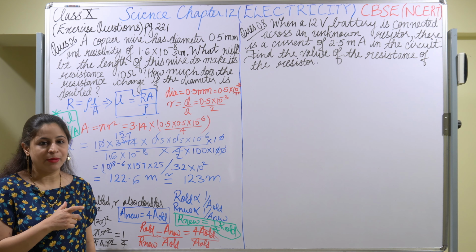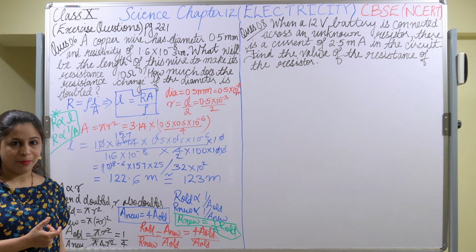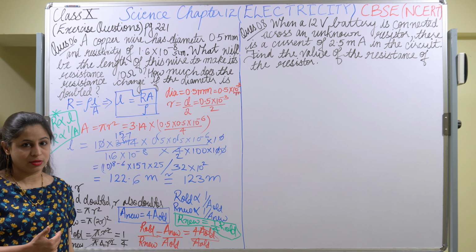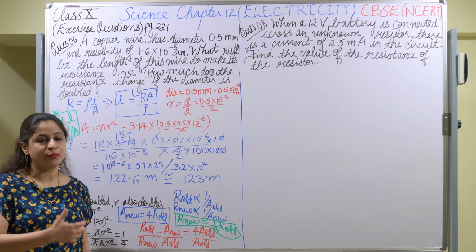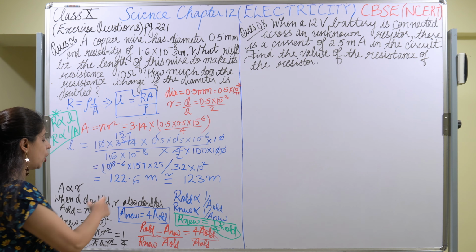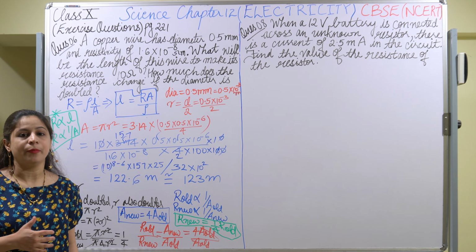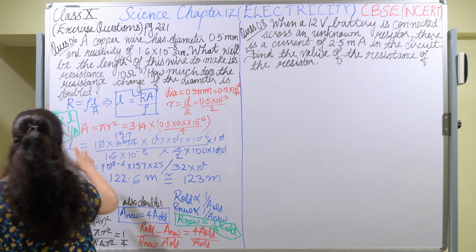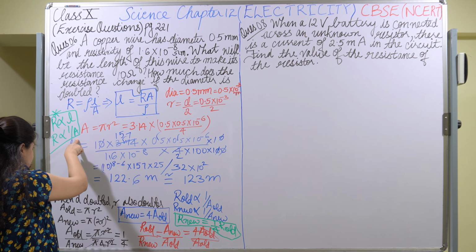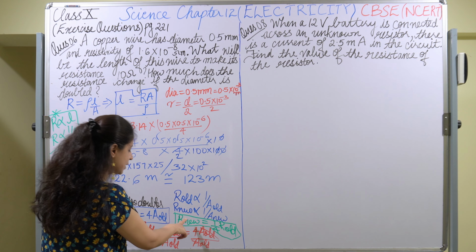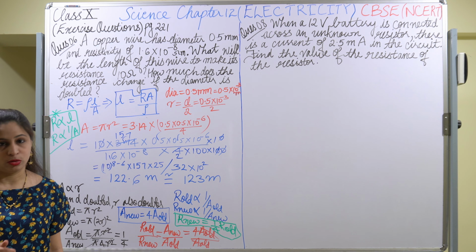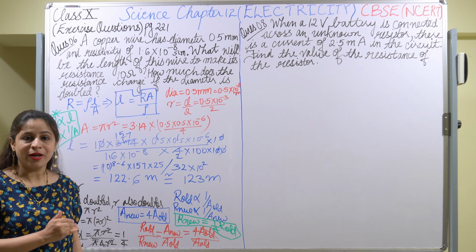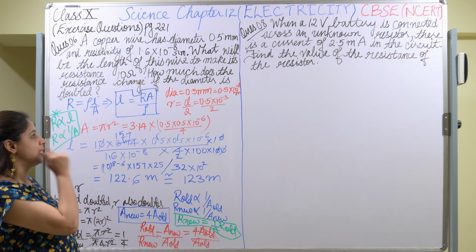When we are doubling the diameter, the radius is also doubling, and the area is becoming 4 times the previous area, or we can say the old area. And when area is becoming 4 times, because the resistance is directly proportional to length but inversely proportional to area, the resistance value is becoming 1/4. So this is only the effect of the doubling of the diameter.